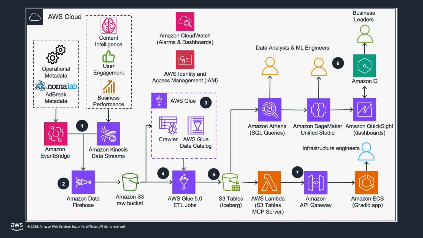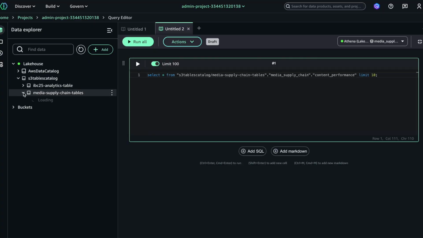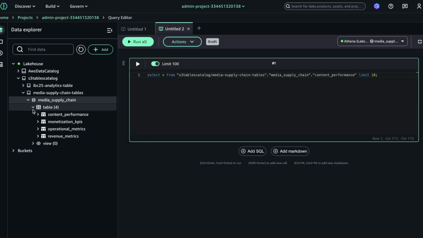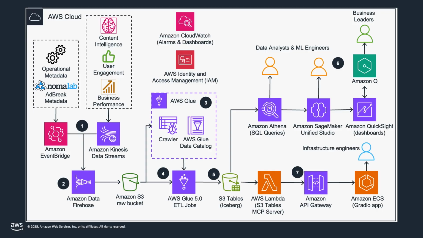Meanwhile, Kinesis processes real-time business data. These streams are automatically organized in S3 table with Apache Iceberg, offering advantages such as query performance up to 3 times faster through continuous table optimization, simplified access management, and native compatibility with major analytics engines and partner solutions.